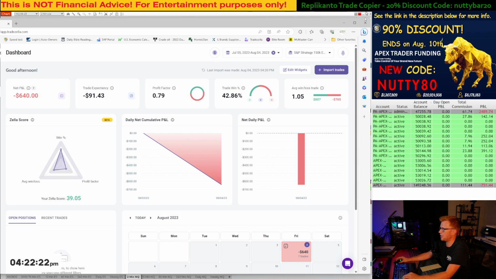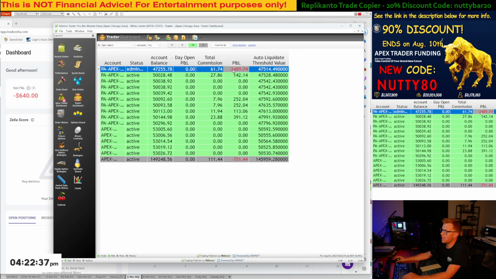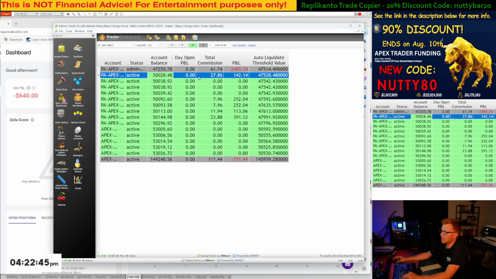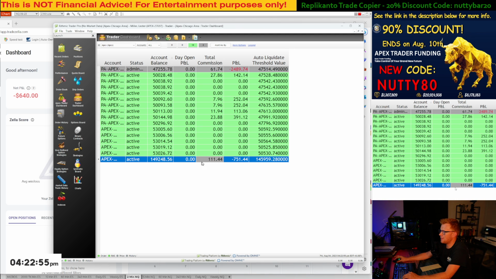So anyway, what else is there to do? Let's look at my accounts. Let me do this, it's going to be easier to read. This account here was from last night, from the carnage that happened. All our funded accounts are sitting at or above 50,000. These five accounts will become funded Monday. And this is the account we're using for this testing purpose.